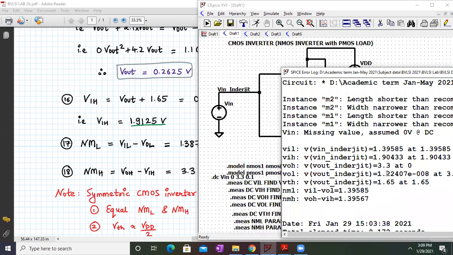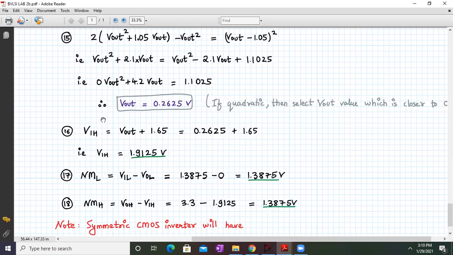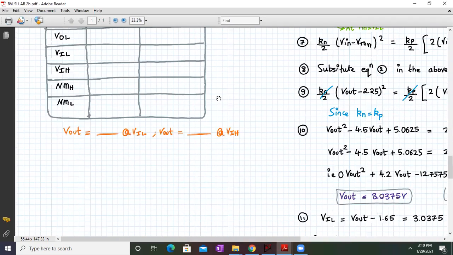And we are getting VTH, which is almost half of 3.3. So 3.3 divided by 2 gives 1.65, and we are getting 1.65 over here. VOL is coming out to be almost 0, and VOH is 3.3. So you substitute all the parameters in this table.